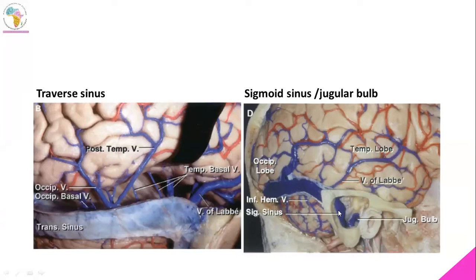Then it forms a sigmoid-shaped sinus. We call it the sigmoid sinus. This sigmoid sinus will run down with a sigmoid configuration, and at the end it will form an enlargement. We call it the jugular bulb, before it exits through the jugular foramen to form the internal jugular vein.